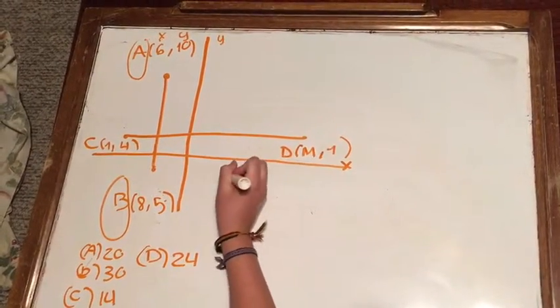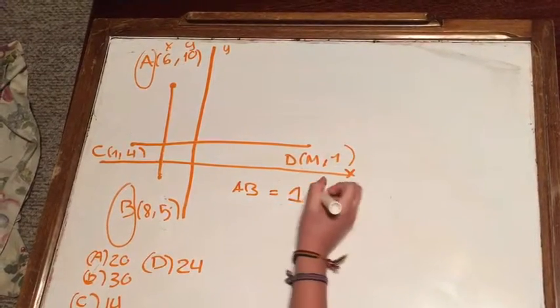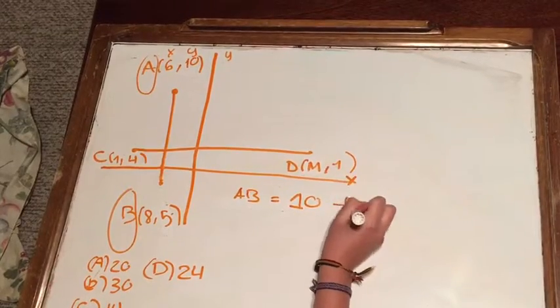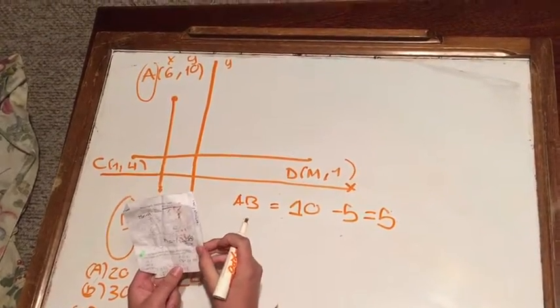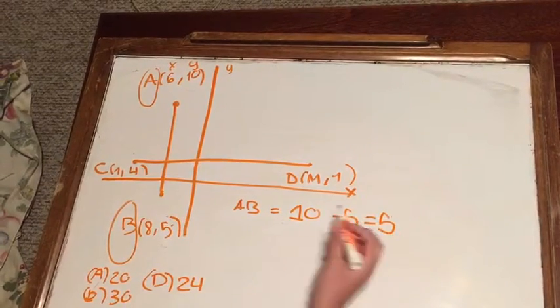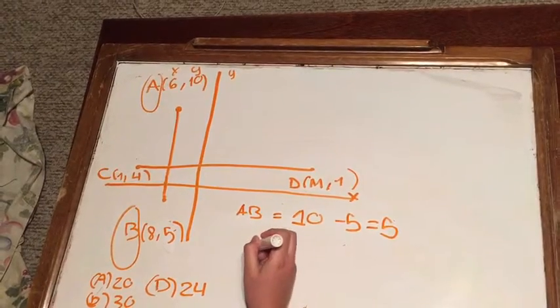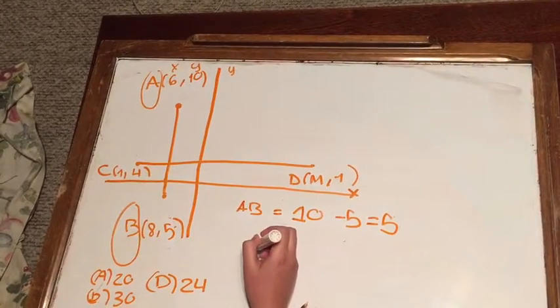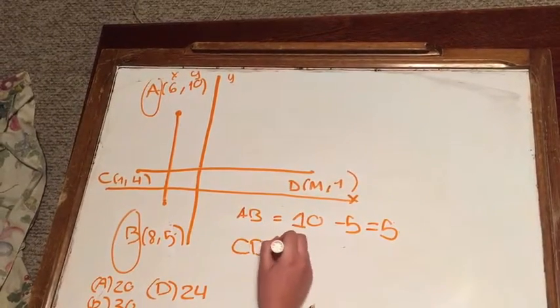So we subtract 10 minus 5 equals 5. And the question says CD is twice the length of AB. So if AB is 5, CD has to be twice, so it would be 25. So we know that CD is 25.